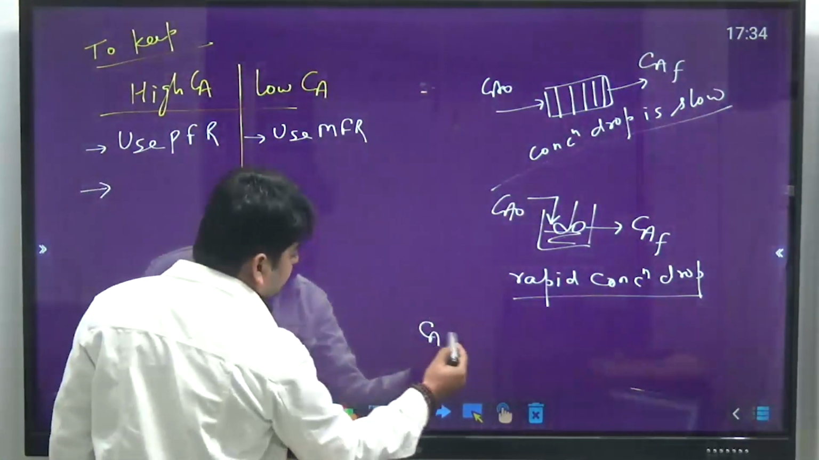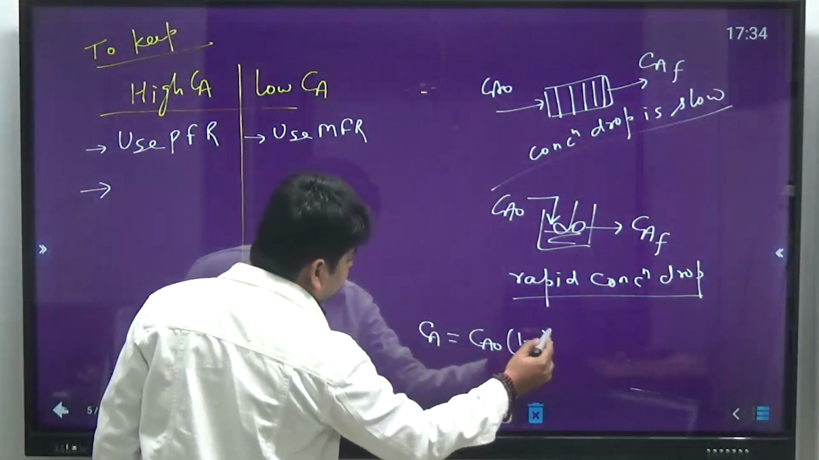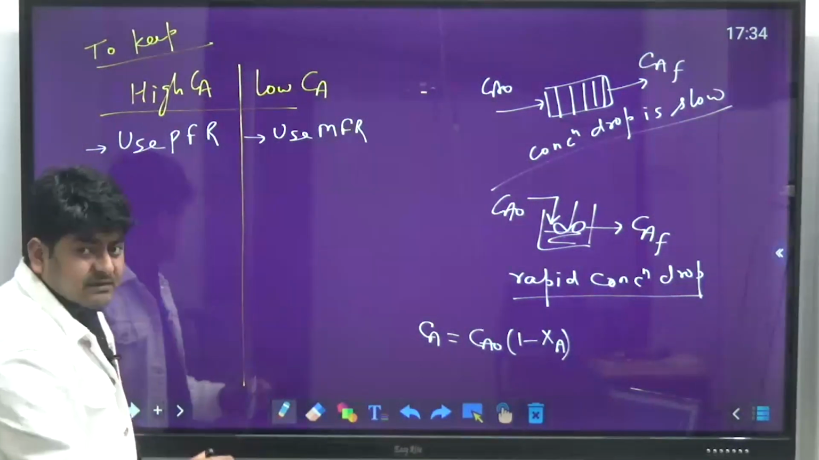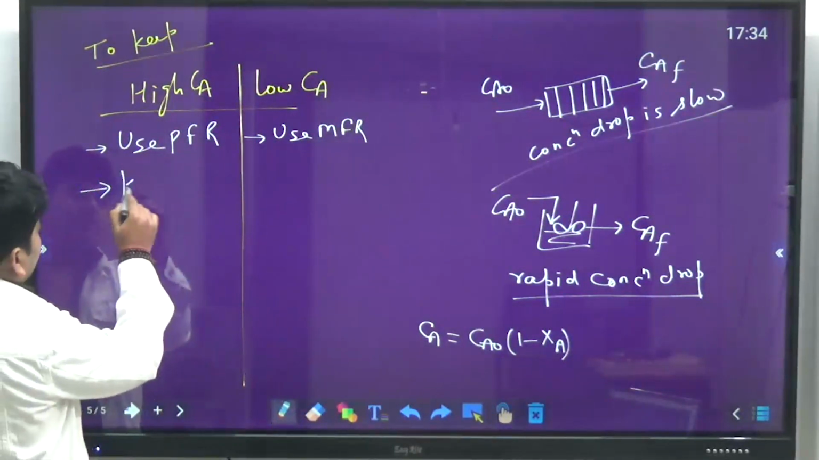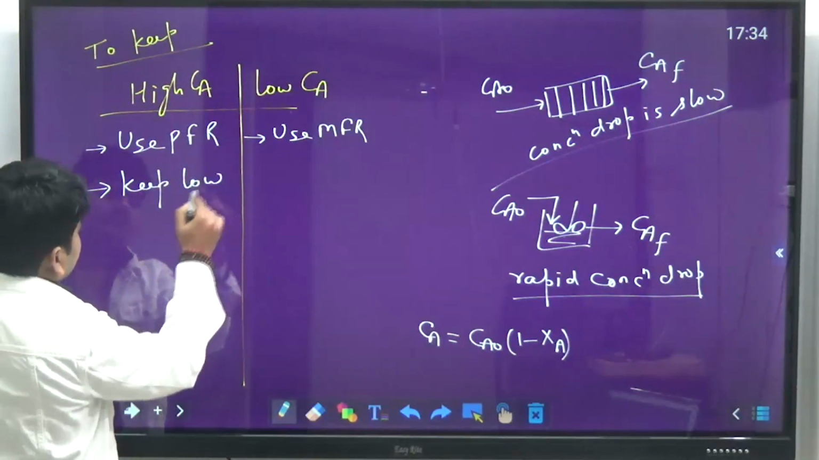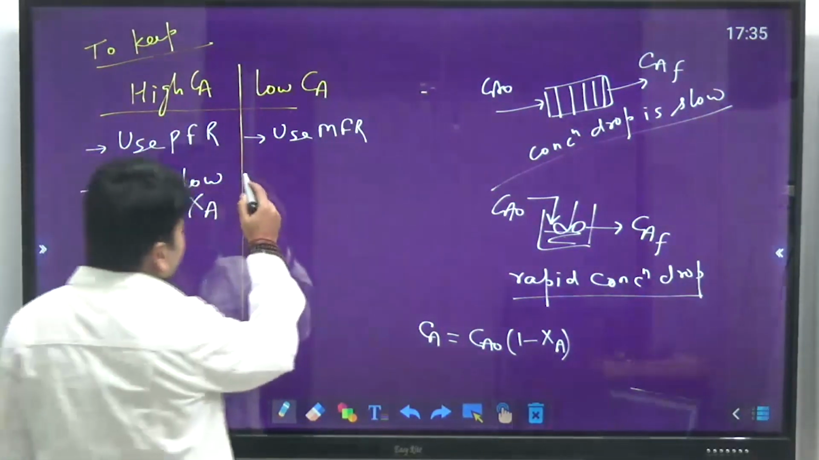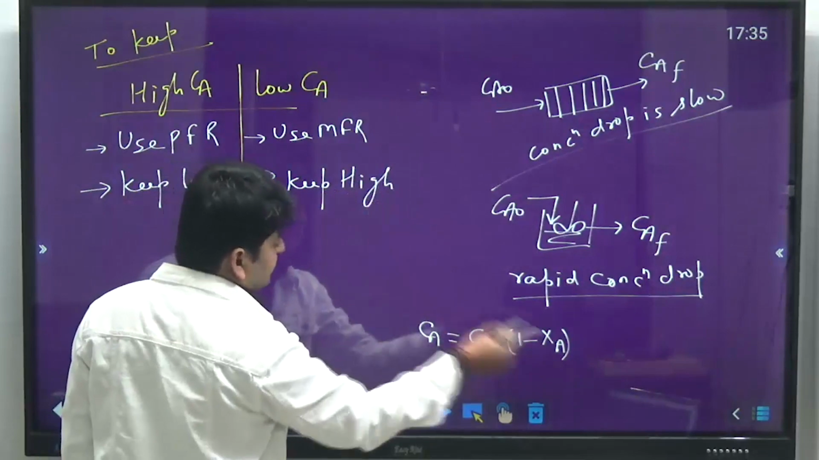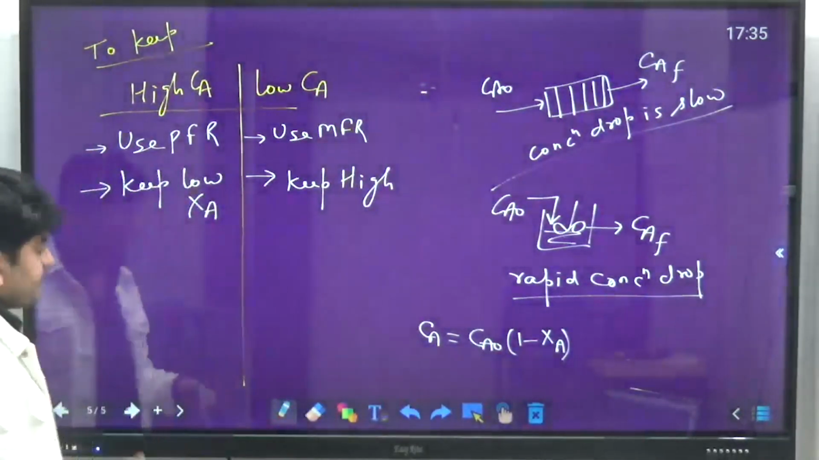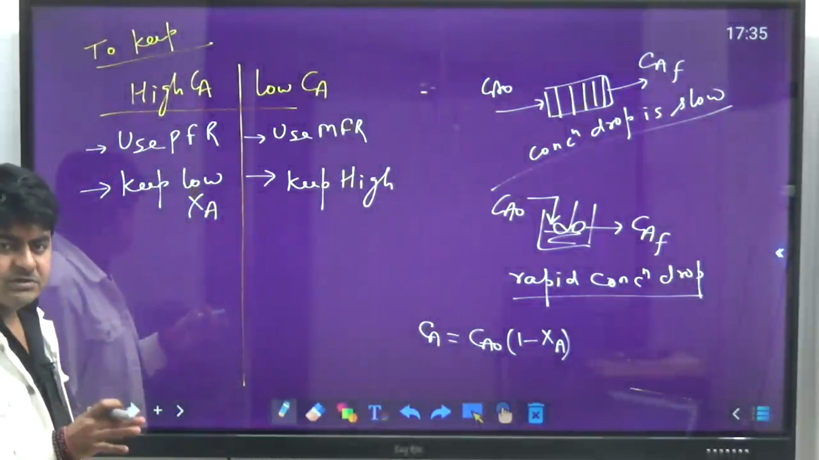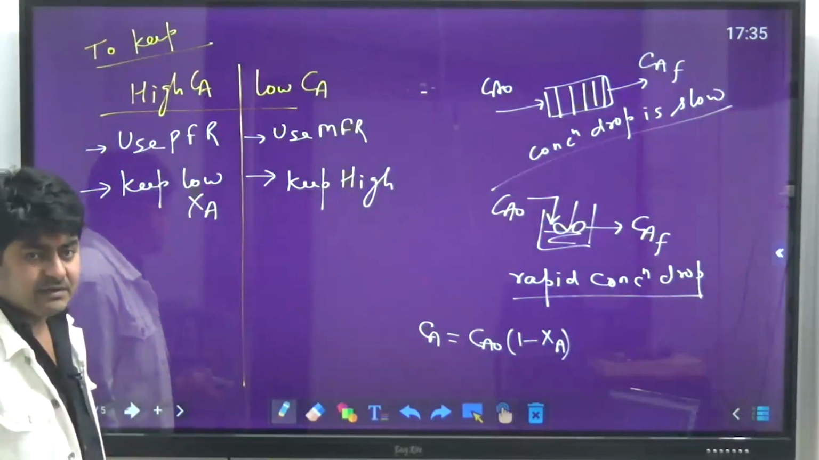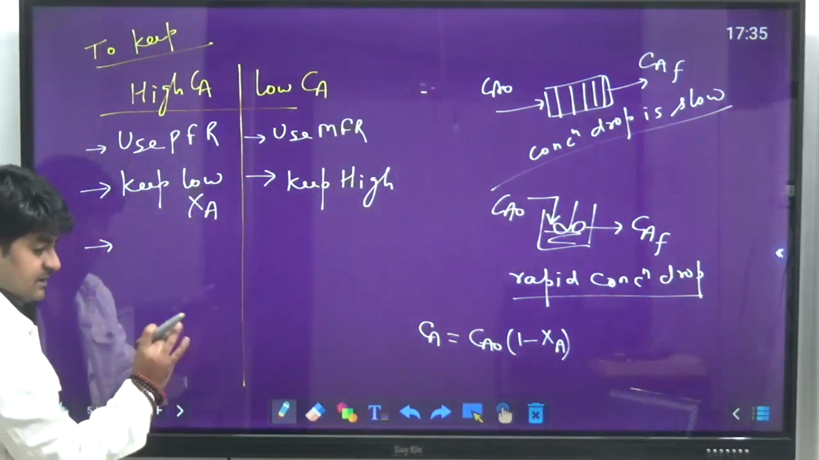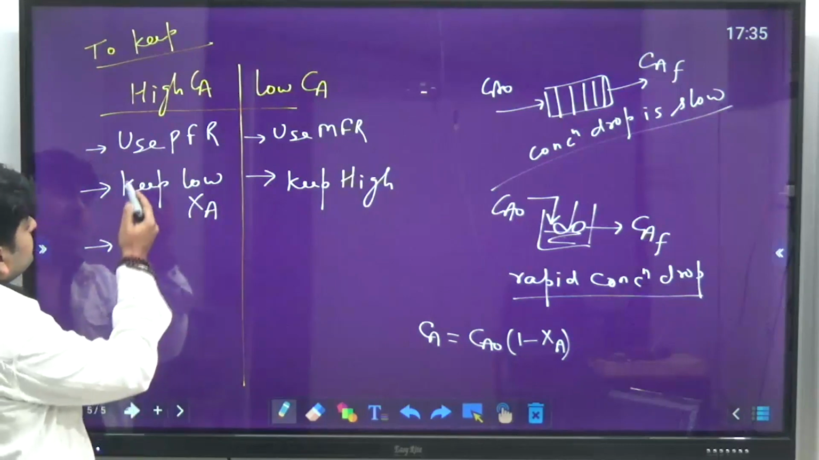Second point, obviously you know that Ca is equal to Ca0 (1 minus Xa). So that means if conversion is low, then Ca will be high, so keep low conversion within the reactor. And here keep high conversion within the reactor, because if Xa is high, Ca will be low. Simple. And remember all these points are independent of each other. You cannot use two points directly together. These are separate points. Understand it like this.